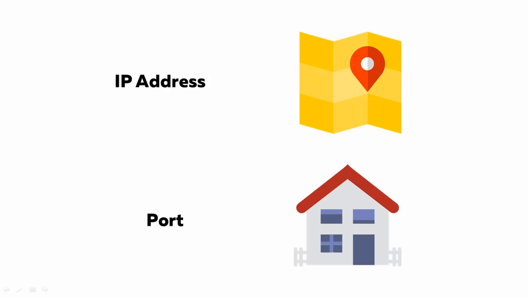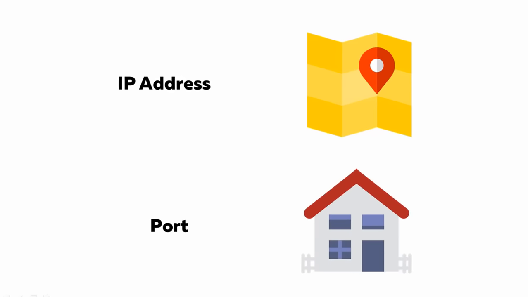You can think of ports as exact house or apartment numbers. IP addresses represent the city and the street name, and the port number represents the exact house number you are living in. So when a computer tries to connect or communicate with another computer, it not only needs the IP address, but the port as well.